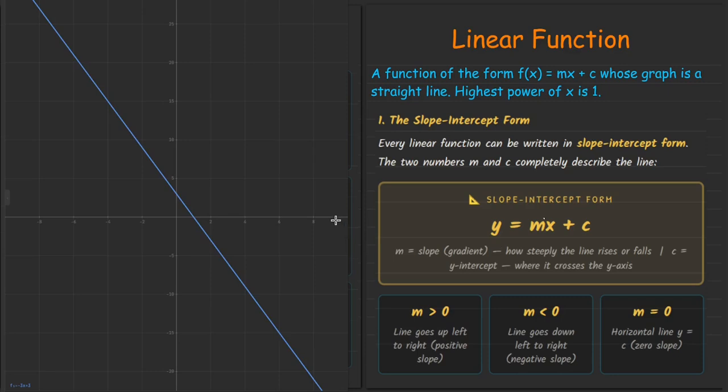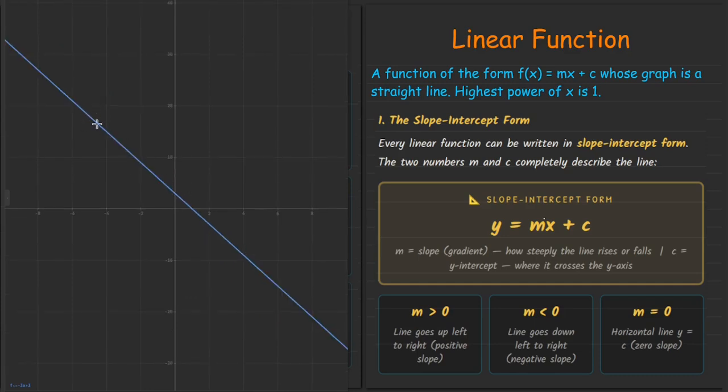Now, the next characteristic of this slope-intercept form is c. c is the y-intercept. So for the equation we have here, when we talk of the y-intercept, we simply mean where the line touches the y-axis. You know, the vertical axis is the y-axis, and the horizontal is the x-axis.